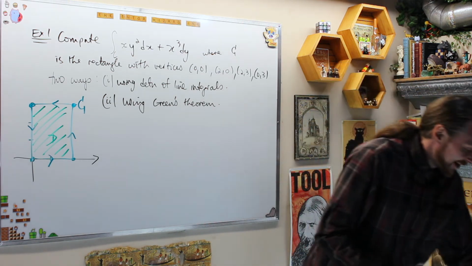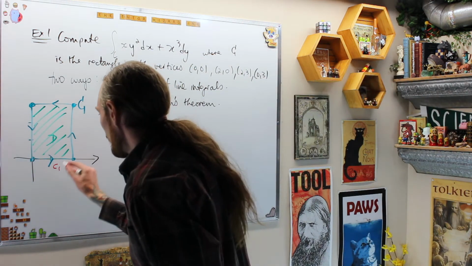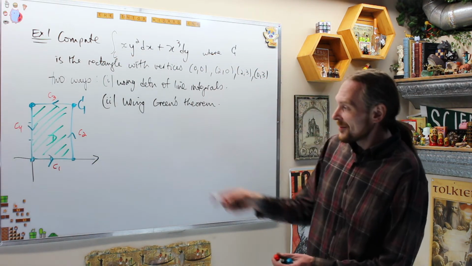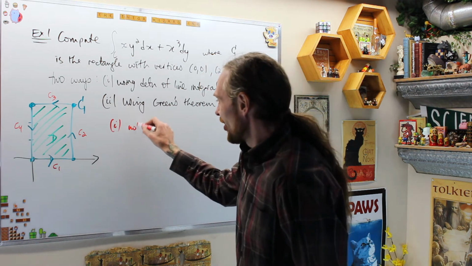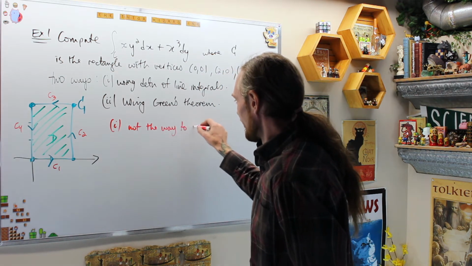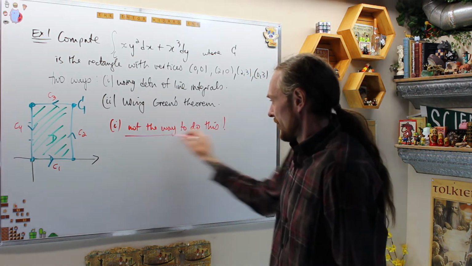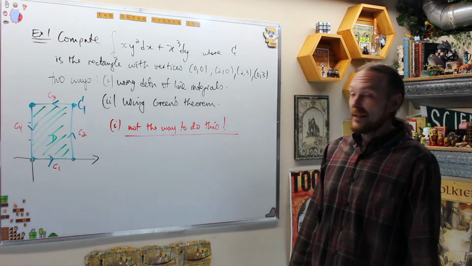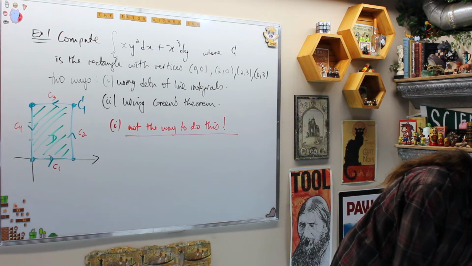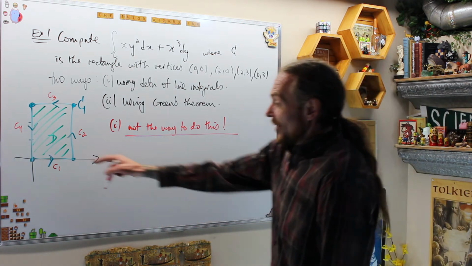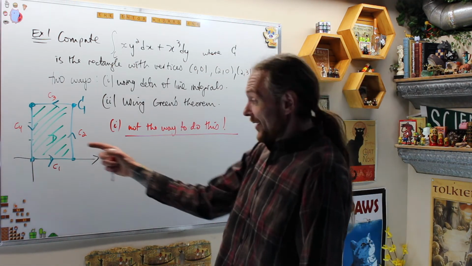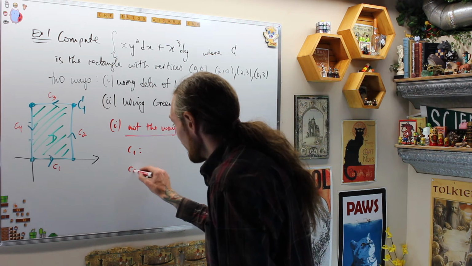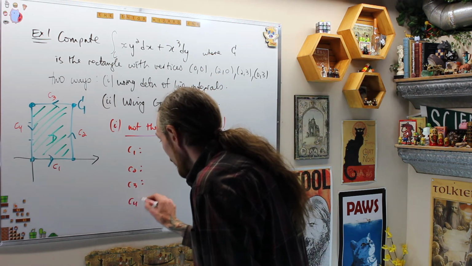We now have, in fact, C1, C2, C3, and C4. I now have to parameterize each one. This is not the way to do this, but I'm going to show you, because just because you can doesn't mean you should. I don't even want to get into it, but I'm going to use my cheat sheet because we don't need to waste a bunch of time in the video, and this is not the way we're going to do it. I have to parameterize each one of these: C1, C2, C3, and C4.